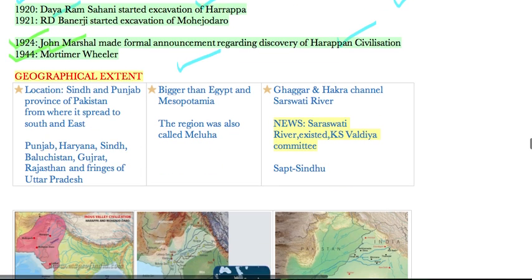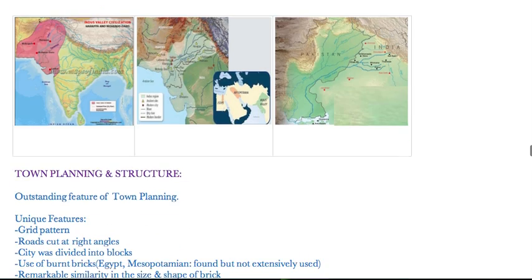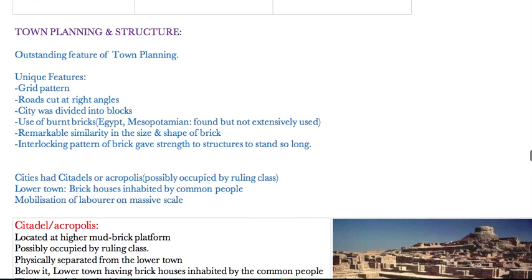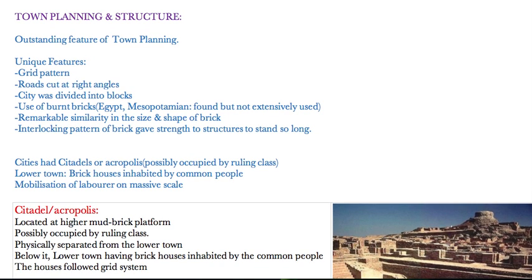Then in geographical extent we came to know about the area of Indus Valley Civilization, that it was bigger than Mesopotamian civilization and it was also called Meluha, and about the river Ghaggar, Hakra or Saraswati river. Now today we are going to deal completely with the rest of the part, and today we will complete this topic. Okay, so why is Indus Valley Civilization unique?